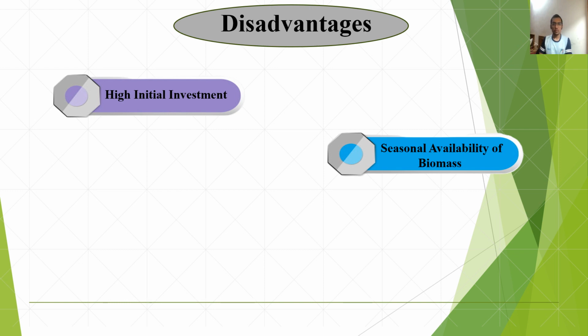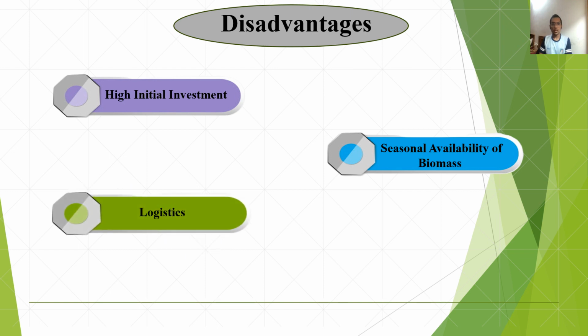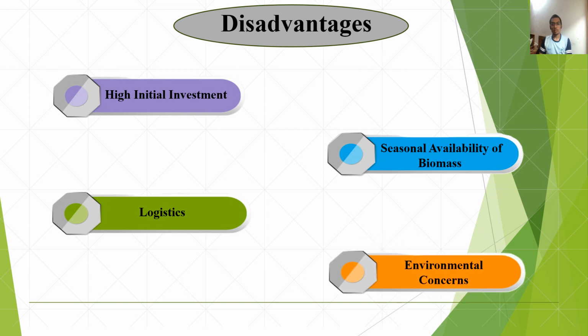The third point is logistics. Transportation is the main problem. The transportation of biomass from the source to the power plant can be a challenge, especially for remote locations. And the last point is environmental concern. In some regions, the use of biomass for energy production may compete with food production, potentially leading to food security concerns.